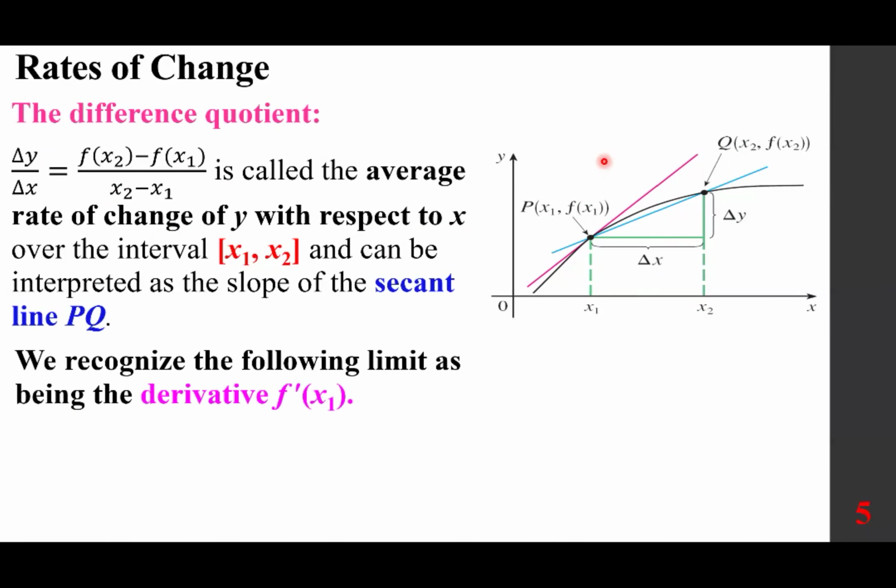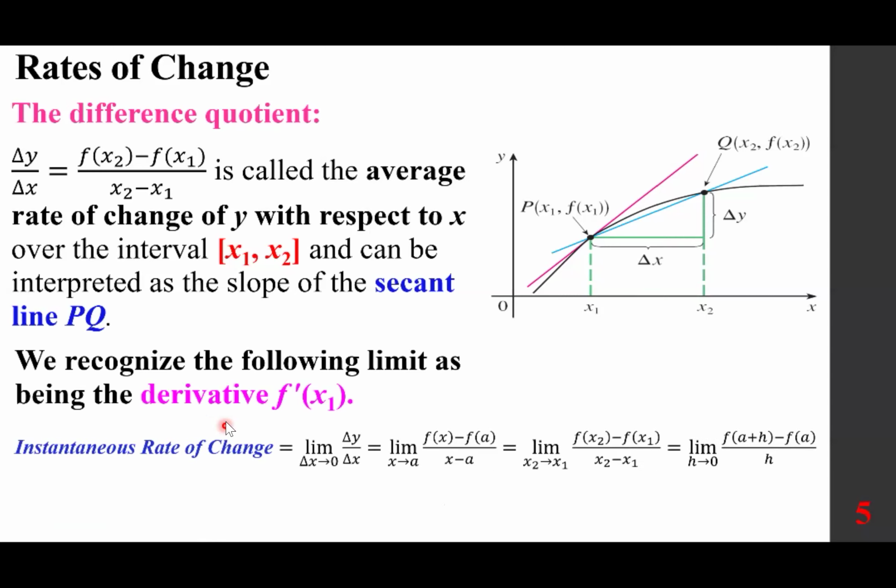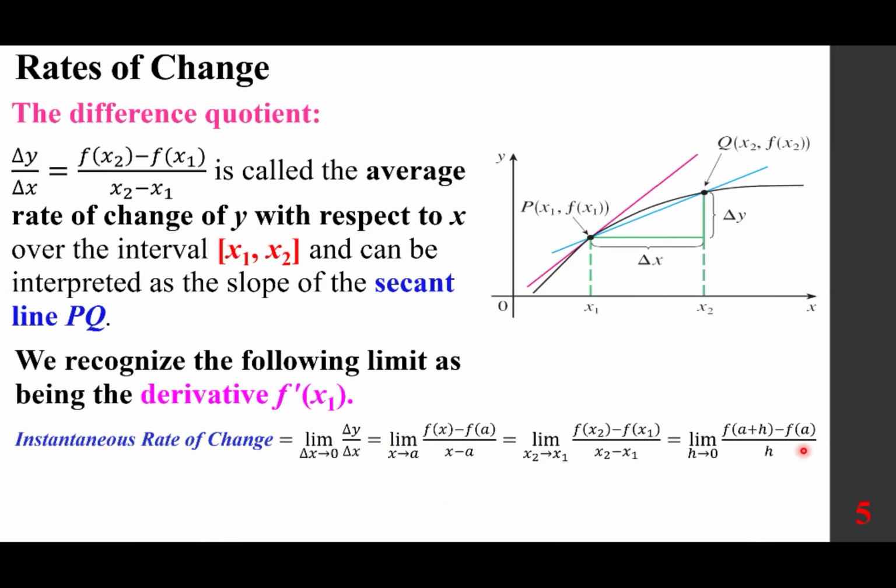Now, we recognize the following limit as the derivative, f prime of x sub 1. These are all the same thing that we've seen in the previous page. Limit of delta y over delta x as delta x approaches 0, if you use this one. If you use this one, limit of f of x sub 2 minus f of x sub 1 over x sub 2 minus x sub 1 as x sub 2 approaches x sub 1. If you want to go with this one, limit of f of x minus f of a over x minus a as x approaches a. And if you want to go with this one, limit of f of a plus h minus f of a over h as h approaches 0, they all have absolutely the same meaning, okay?